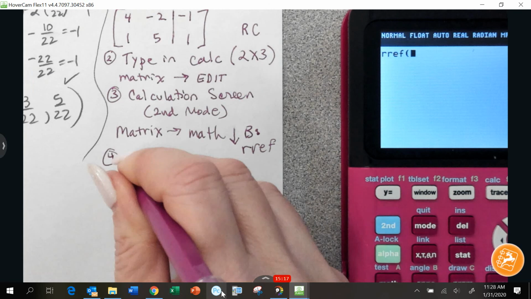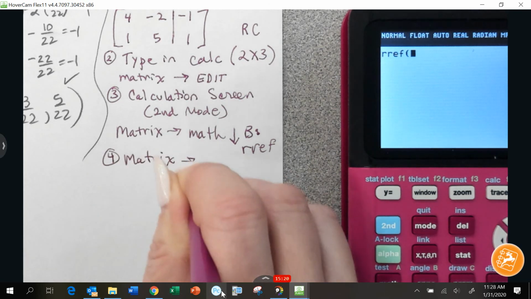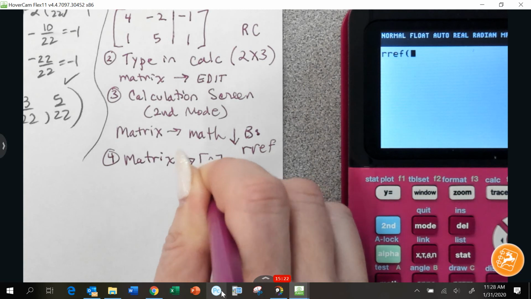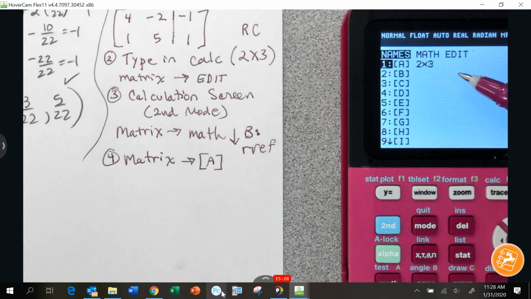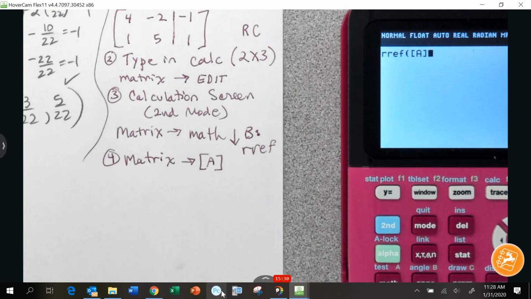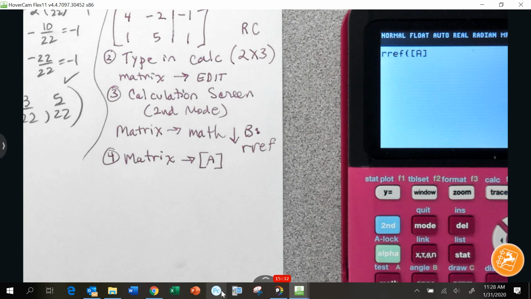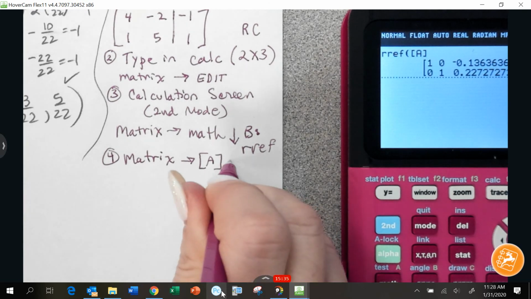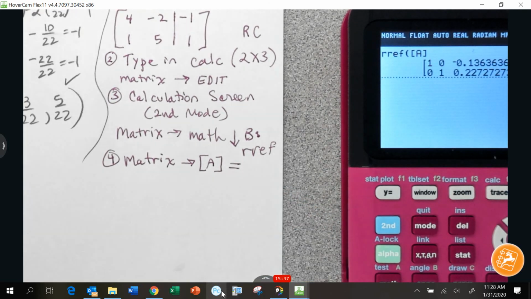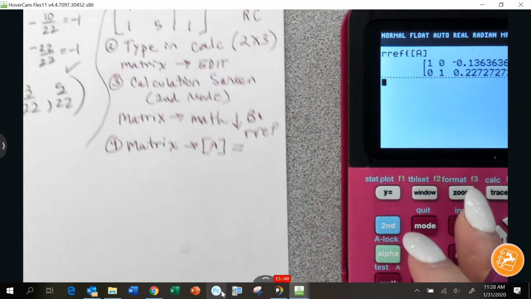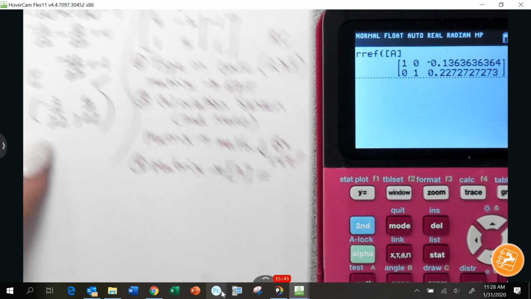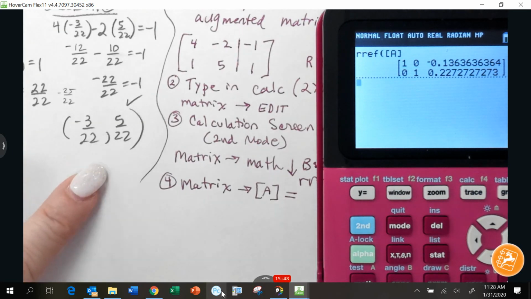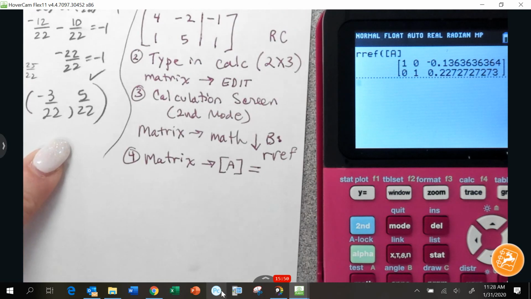And you're going to go back to matrix. You just type in matrix A, and you get to hit enter. Now, when we did this by hand, we got fractions. This is decimals, so I'm in math frac. Math fraction.